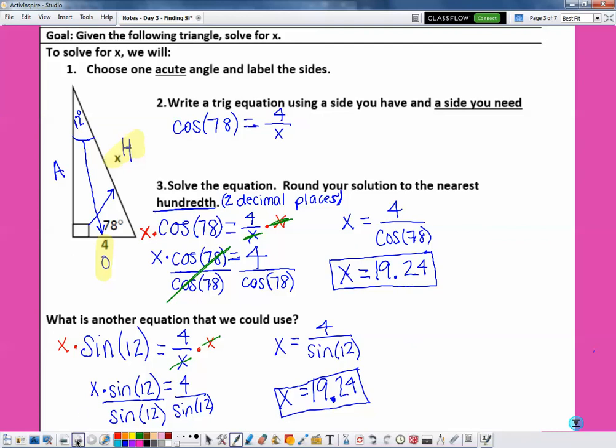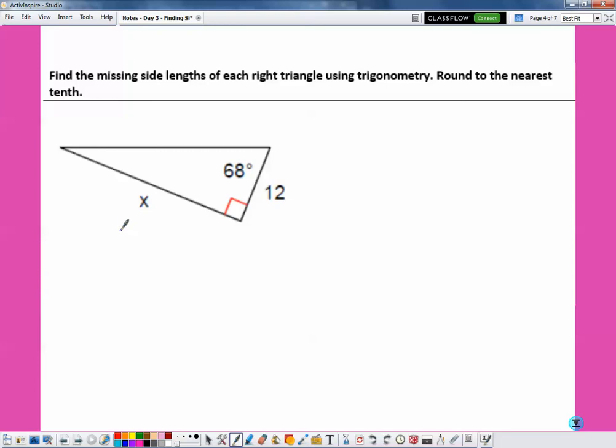So let's practice a couple more. We're going to find the missing side lengths in each right triangle using trigonometry, and we're going to round to the nearest tenth. How many decimal places is a tenth? That's 1 decimal place.